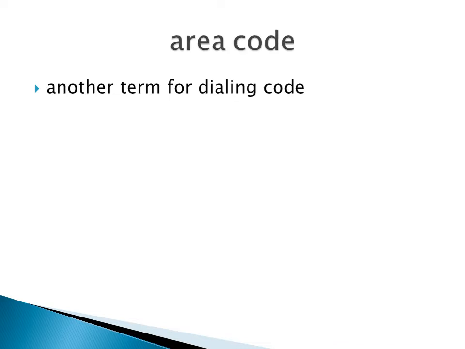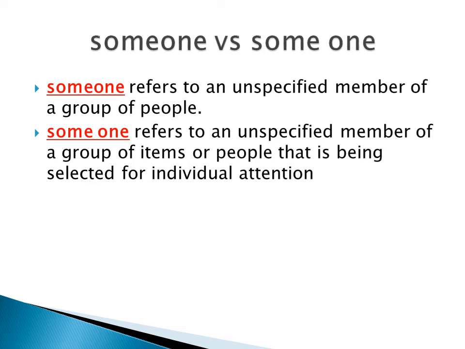Area code is our next word, which is another term for dialing code. Area code. Someone versus some one. Someone refers to an unspecified member of a group of people, while some one refers to an unspecified member of a group of items or people that is being selected for individual attention.